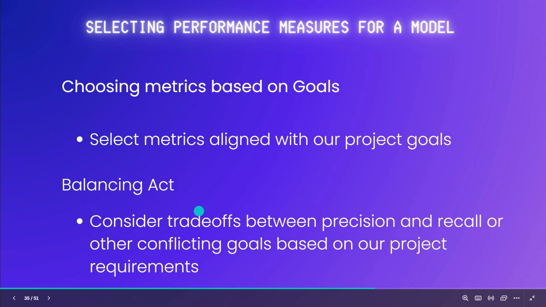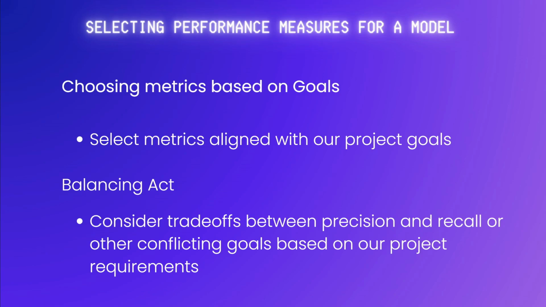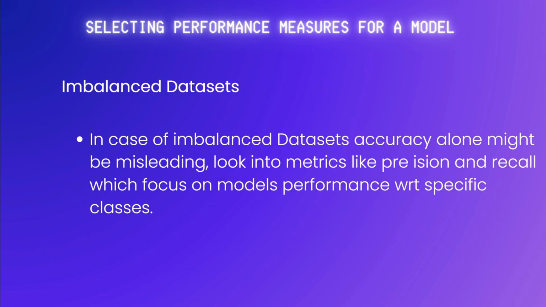Also, it is a balancing act that we need to keep in mind. No single metric fits all the scenarios. So we have to consider the trade-off between the precision and recall or other conflicting goals based on our project requirements. And in case of imbalanced data sets, which means basically one class significantly outnumbers the other, accuracy alone might be misleading. So we have to look into different metrics like precision and recall, which focus on the model's performance with respect to the specific classes.